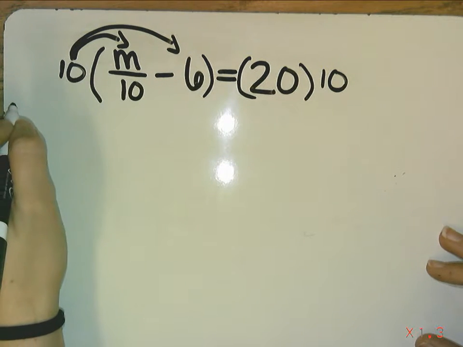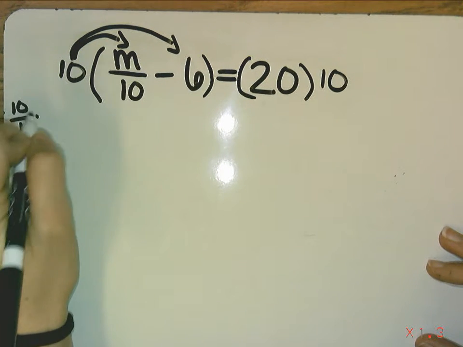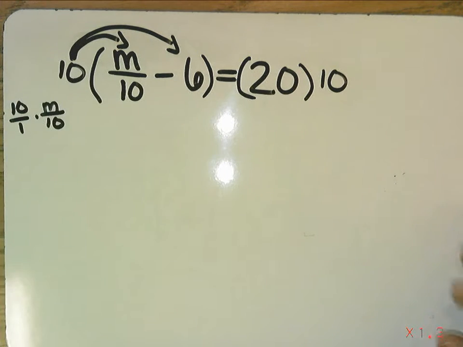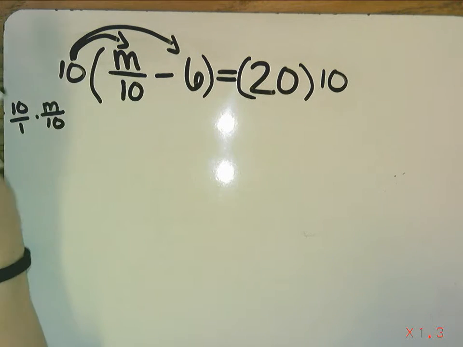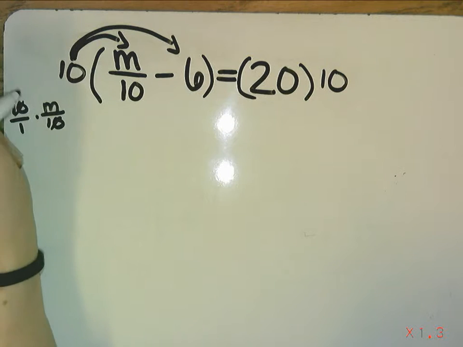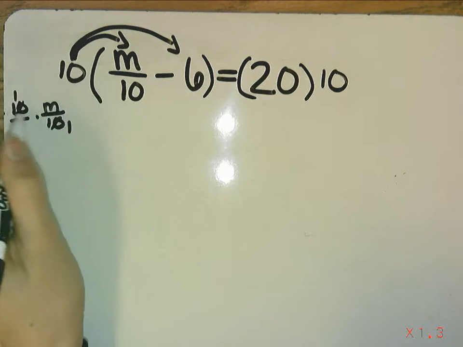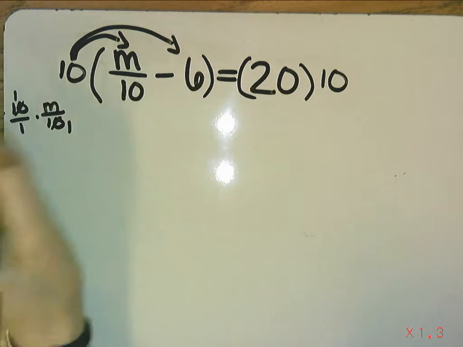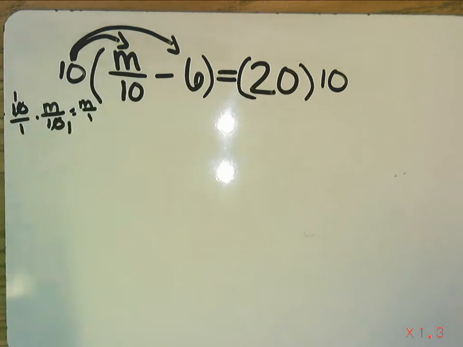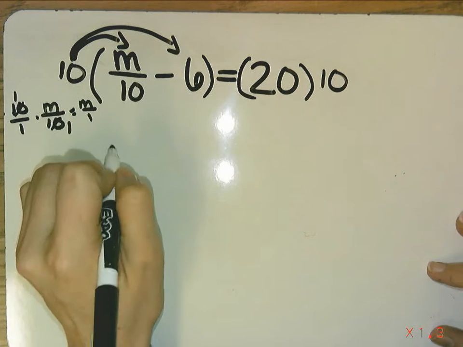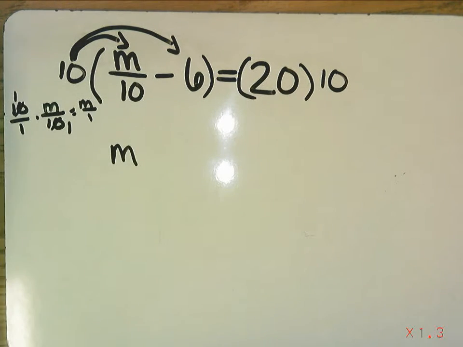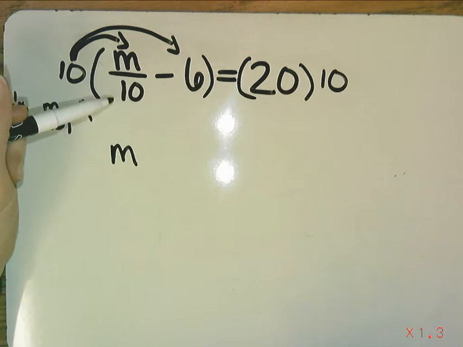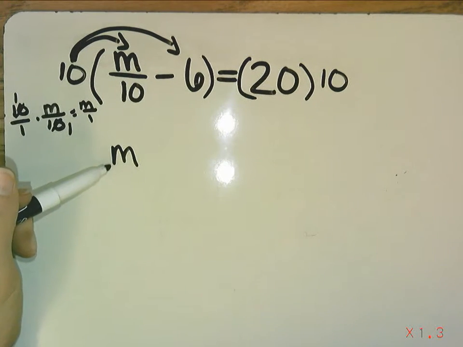On the side, I'm going to do some side math. I have 10 over 1 times m over 10. I can cross cancel, and I'm left with 1 times m is m, and 1 times 1 is 1. So I'm left with m over 1, which is just m. That's good, because that's the whole reason I multiplied by 10. I was hoping to get rid of this denominator, and I have. So now my fraction has been cleared.